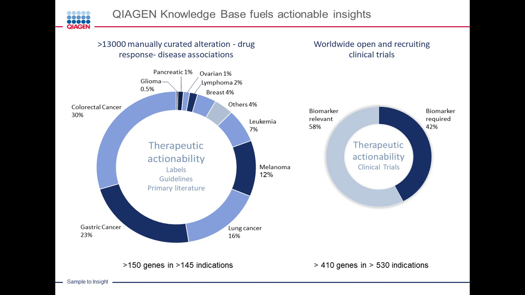So, with respect to the therapeutic actionability, as of today, we have more than 13,000 manually curated alteration type drug response disease associations across a variety of indications that support the therapeutic actionability in QCI Interpret. I also want to point out that the Knowledgebase provides worldwide open and recruiting clinical trials, where biomarker-required trials provide access to investigational drugs across more than 410 genes in 530 indications.